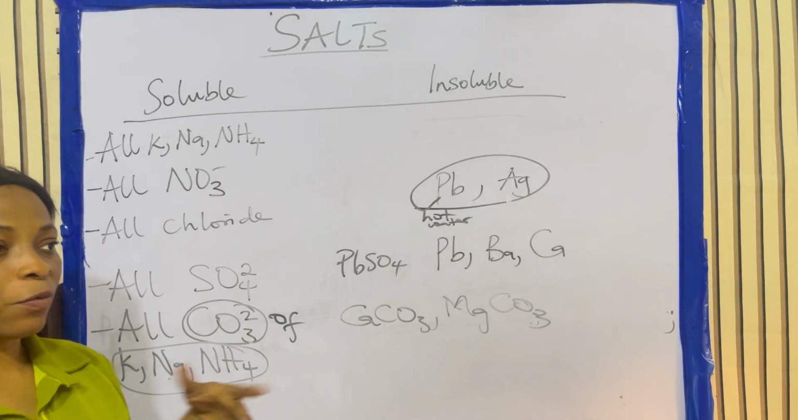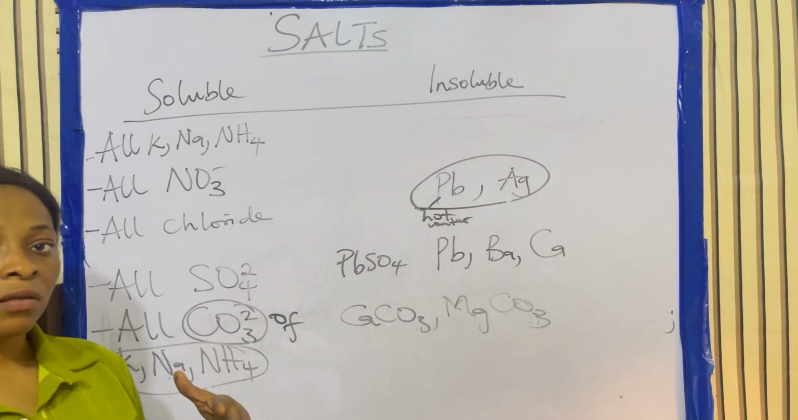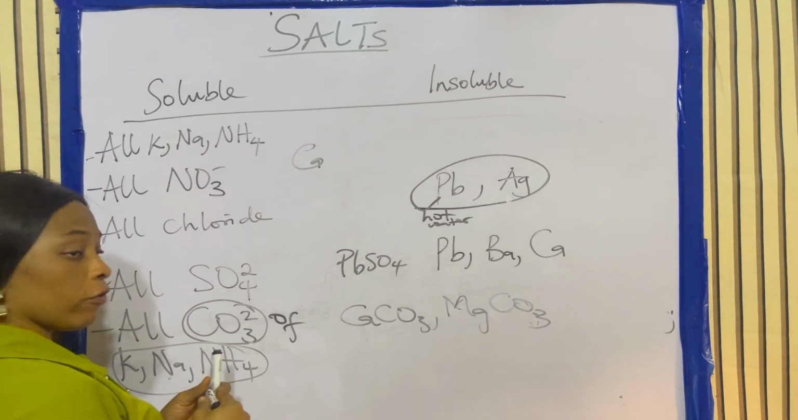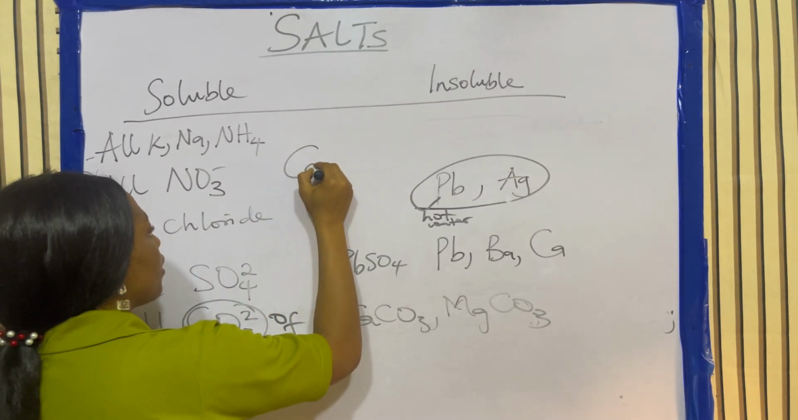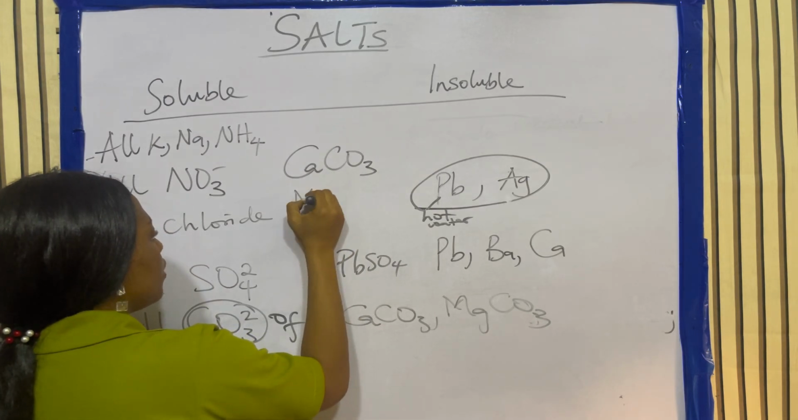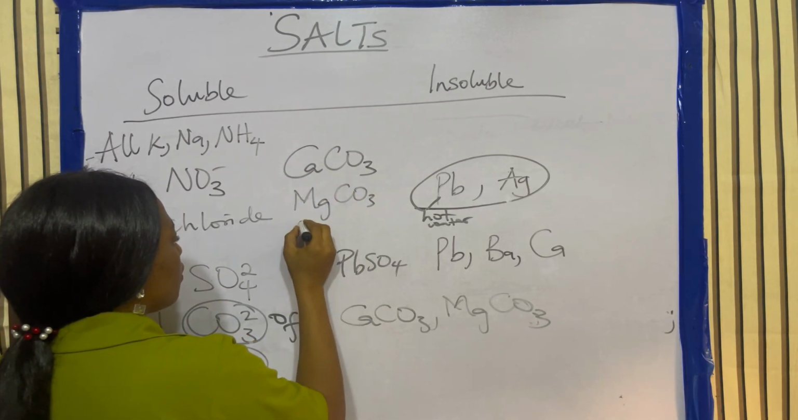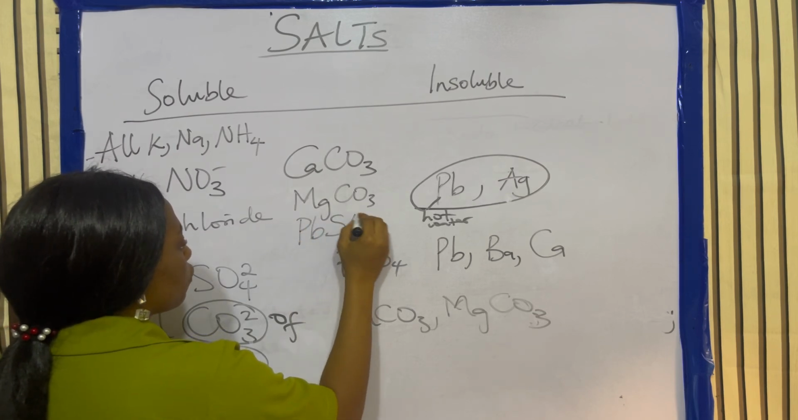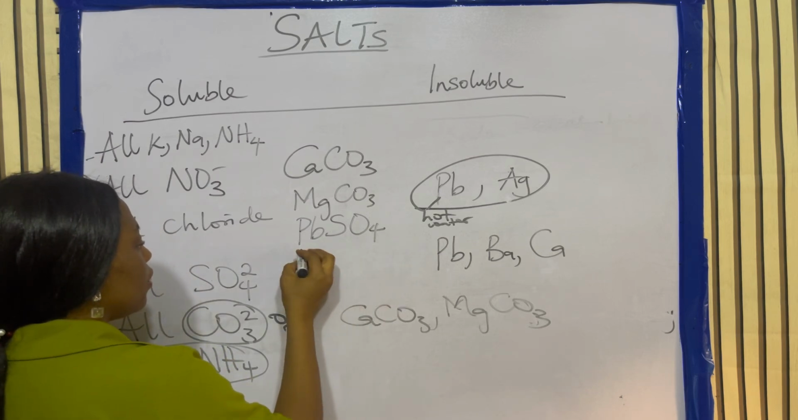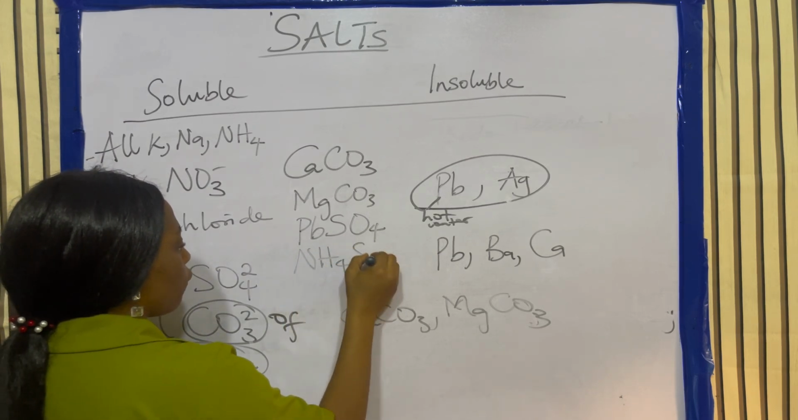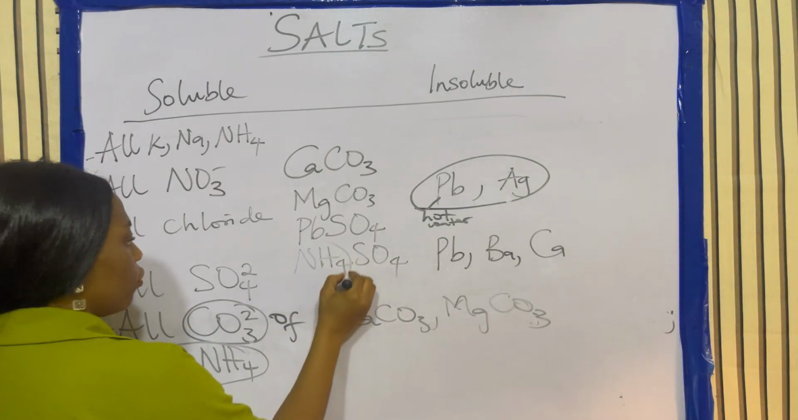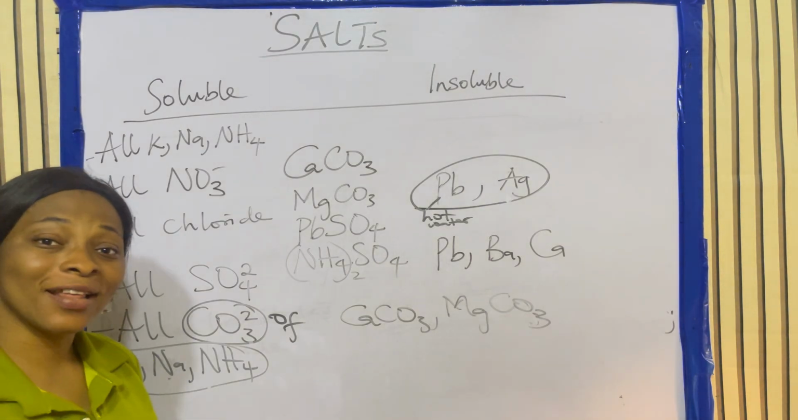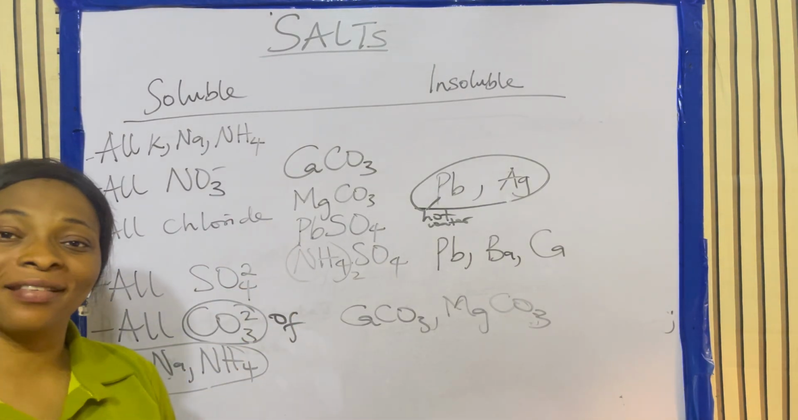They can give you something like, which of the following salts is soluble? A, calcium trioxocarbonate 4, B, magnesium trioxocarbonate 4, C, lead tetraoxosulfate 6, and then D, they may write ammonium tetraoxosulfate 6. What will be your answer? If you were in the JAMB hall and you saw this question, what will be your answer?